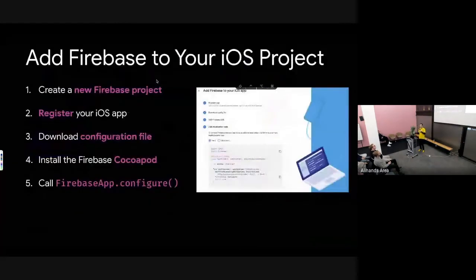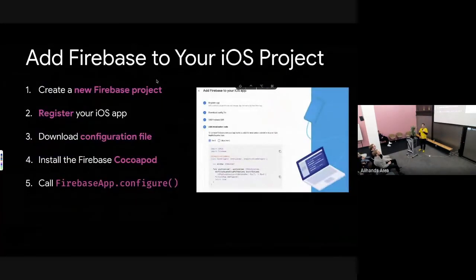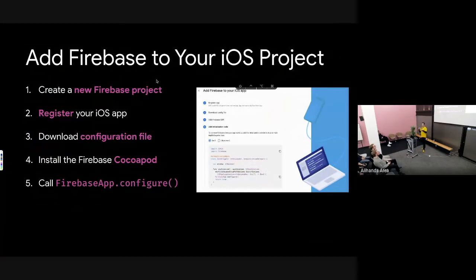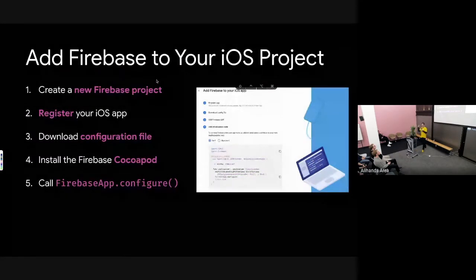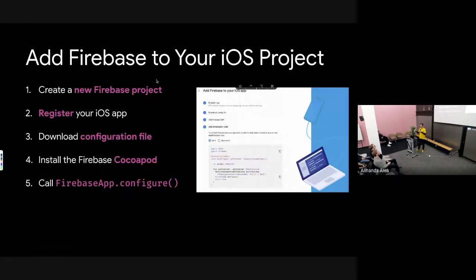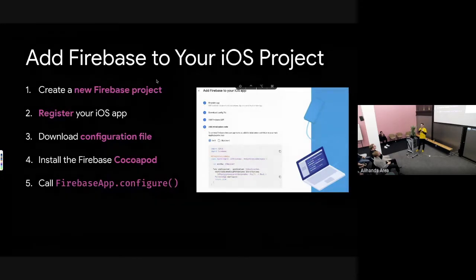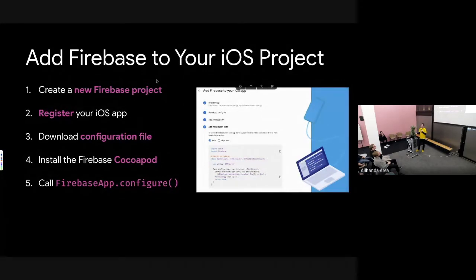Okay, so let's get back to how to use Firebase in your iOS project. I wanted to tell you it's basically just 3 steps, but it's 5 steps, which is not too bad either. So you create a new Firebase project in the Firebase console. Then you need to register your iOS app, which is basically just inserting your bundle ID into the console. Then we produce a configuration file for you, which tells the Firebase SDK exactly where to find your Firebase project.